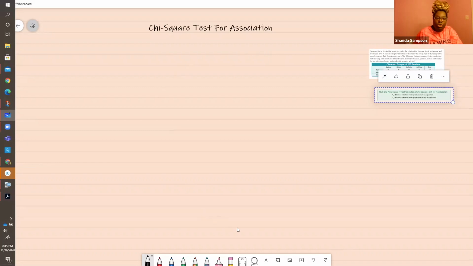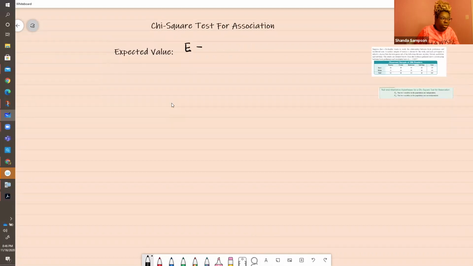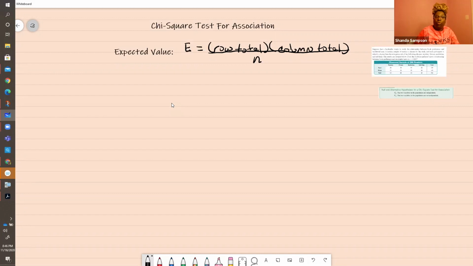And we also need to go back to when we talked about expected value. The expected value is equal to the row total times the column total divided by n, which we know is the sample size. Now, we could do all these expected values by hand, but I will show you a method to do it in the calculator.